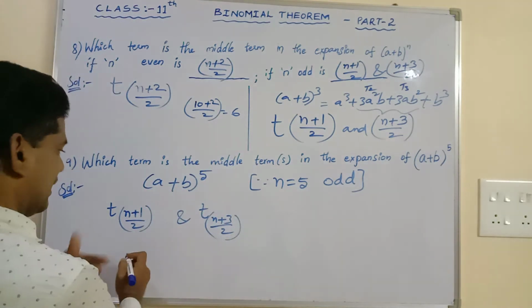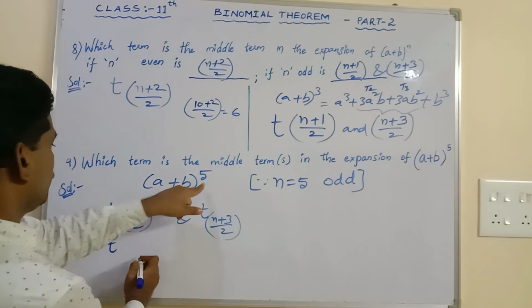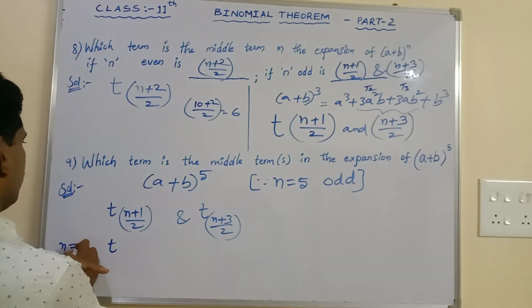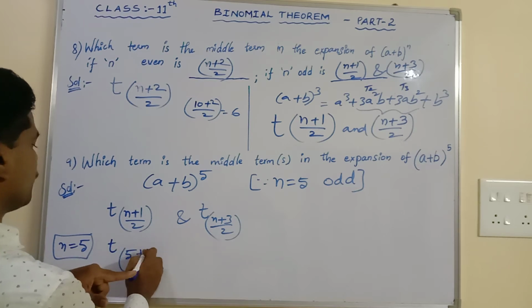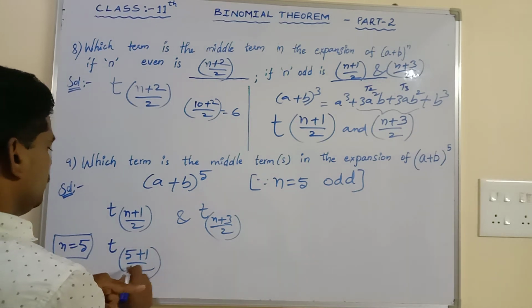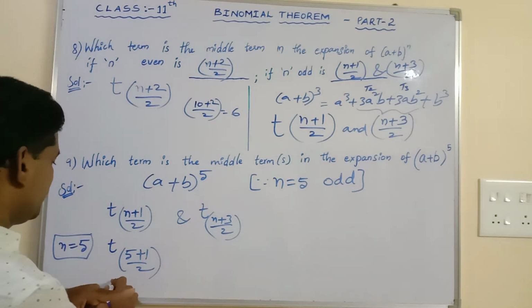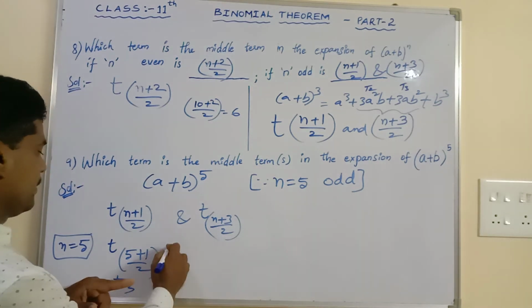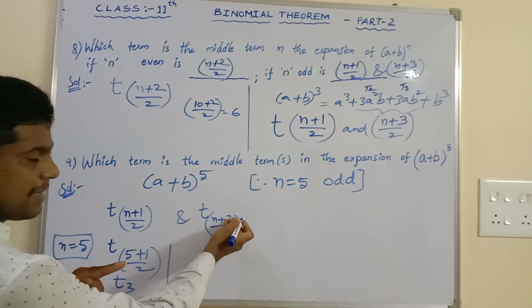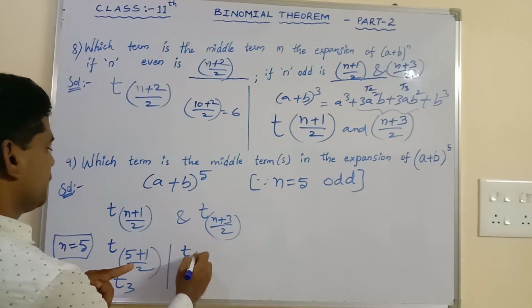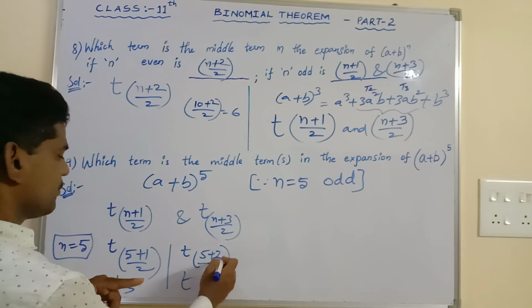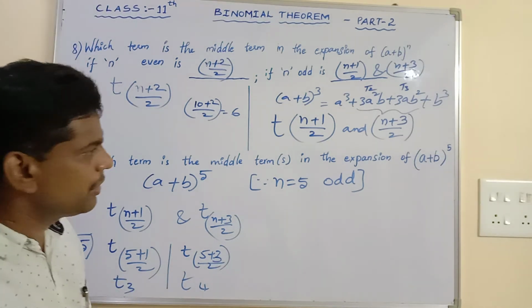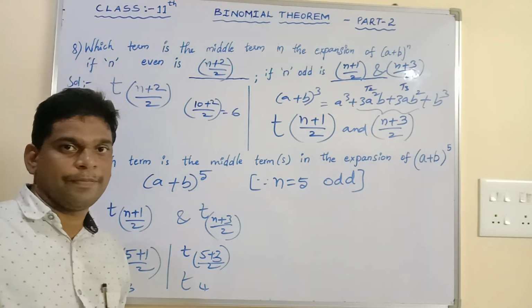Let us check. Put n is equal to 5 here. T of (5 plus 1) by 2, this is equal to 6 by 2, it means T3. If you substitute here 5 plus 3, 8, 8 by 2, so this is 4. T3 and T4 only we get. Right.